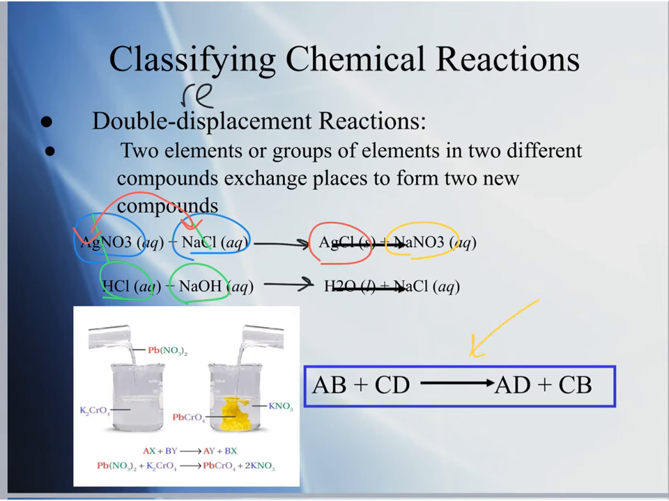So again, here is the general formula. We have compound AB and compound CD reacting to form compound AD and compound CB, where we've got the A and the C switching places. So A and D go together and C and B go together.